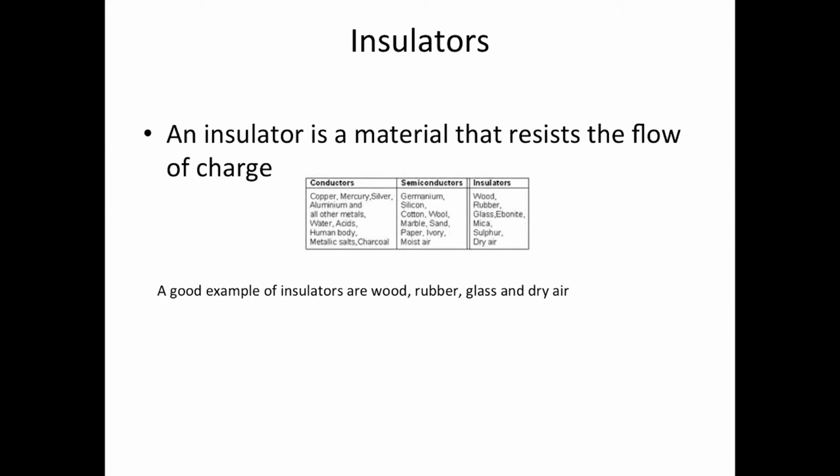So is silver, aluminum. A lot of metals are good conductors. And if you have conductors, you need something to insulate yourself from them. There's a series of materials called insulators. Now, what an insulator does is just the opposite. It resists the flow of charge. An example of some insulators would be wood, rubber, glass, and dry air.